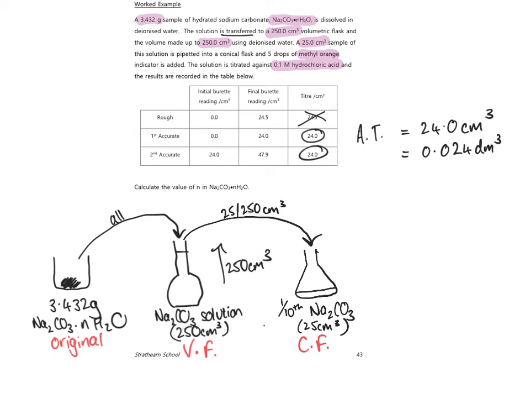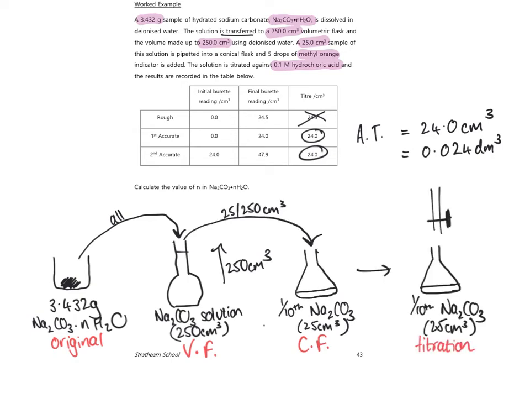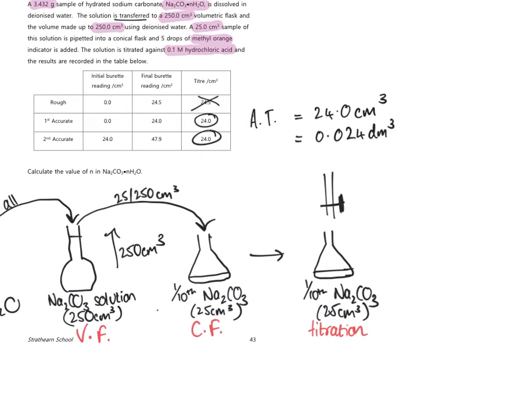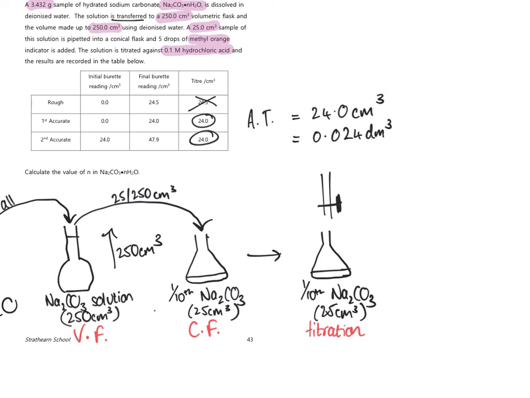What do we then do with that? Well, we add our indicator and then we titrate it against our hydrochloric acid. I normally draw that out separately because this is a separate part of the calculation. I'm just going to scroll this across for now so that we have a wee bit more room. So in our burette, we're told that we have our 0.1 molar hydrochloric acid. Remember, molar is just another unit for concentration in moles per decimetre cubed. And we know that our volume of this, as we worked out from our average titre, is 0.024 decimetres cubed.